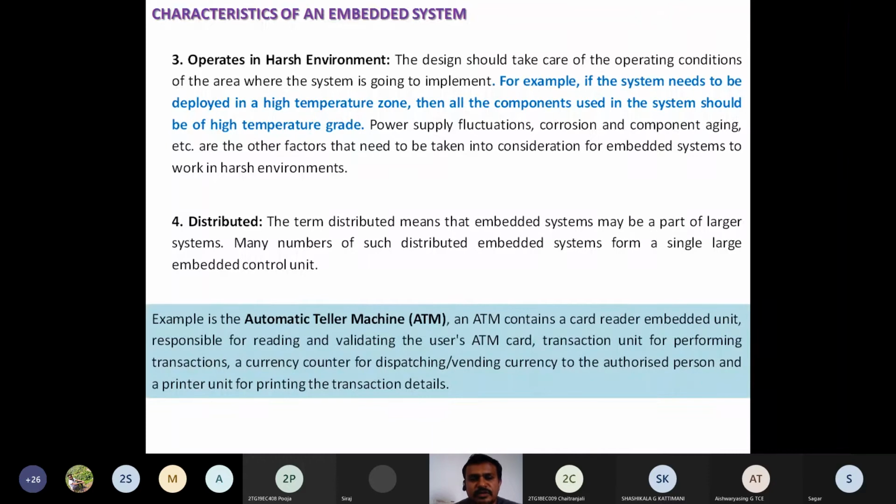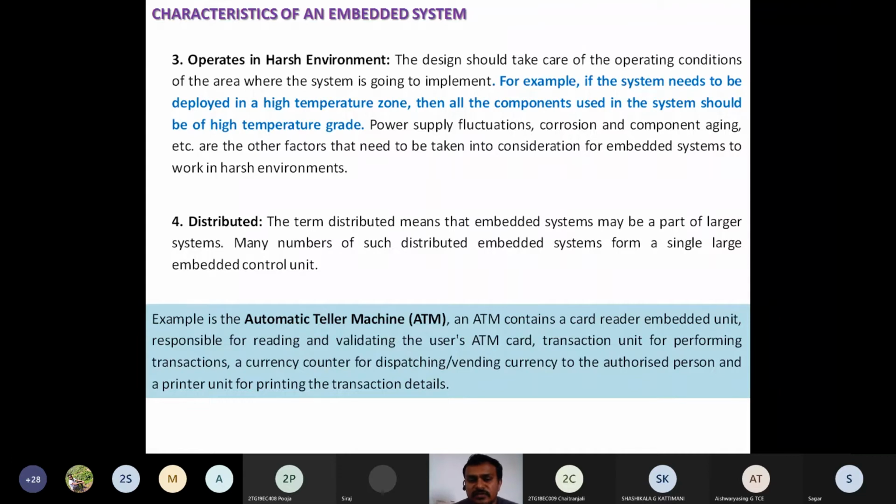For example, we may say it is the automatic teller machine, that is the ATM machine, which we use for currency transaction purposes. So here the ATM contains small embedded systems which are part of a single large embedded unit. Let me say the ATM machine is a single large embedded control unit, a huge unit. So how to design that huge unit? By considering small embedded systems which are connected together to make one large embedded unit. So the ATM machine is the example.